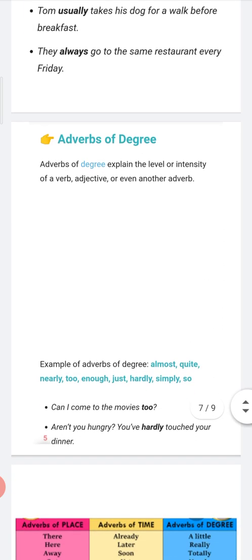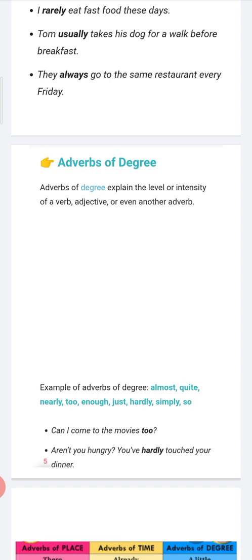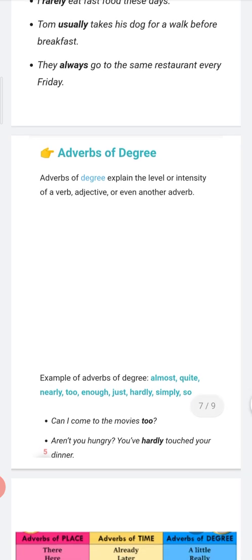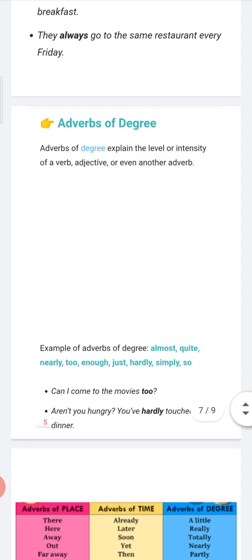Now, adverb of degree. Adverb of degree explains the level or intensity of a verb, adjective, or even another adverb. So it can intensify the adjective or a verb, or even at times another adverb. It is usually placed before a verb, adverb, or an adjective so that it can modify it, although it is not always. In English we always have some exceptions.